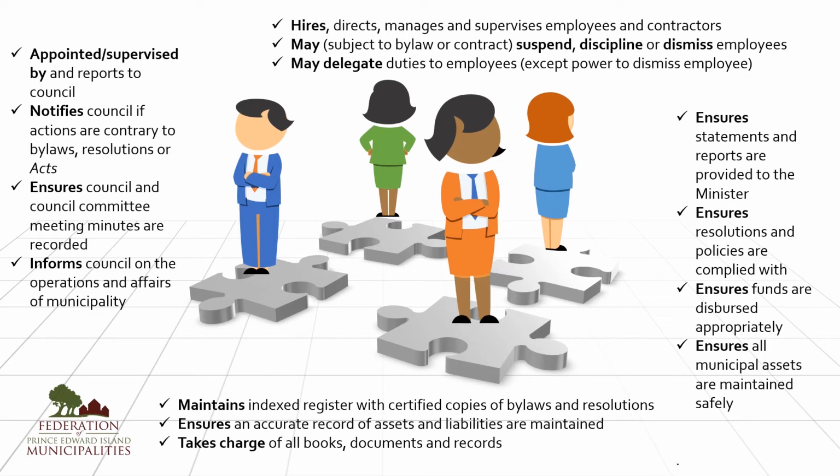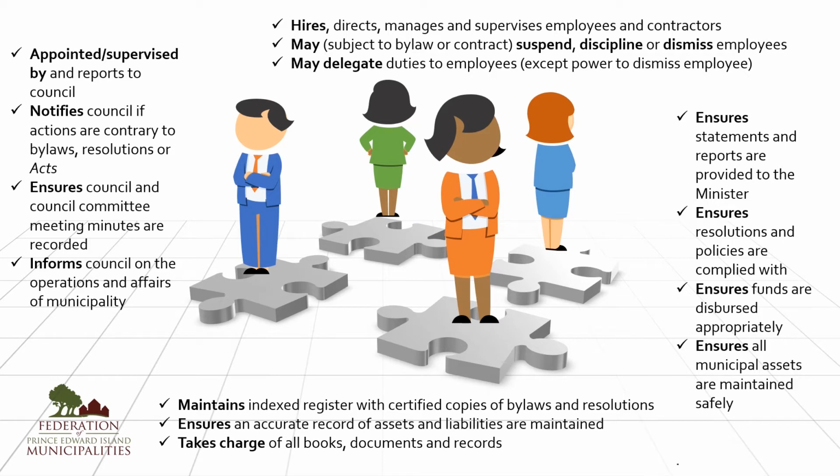The CAO is responsible for the accurate keeping of records of assets and liabilities, and also ensuring that those municipal assets are maintained safely and appropriately. So this could mean having insurance on important municipal assets, or making sure that recreation facilities or playgrounds are inspected regularly and repaired when needed.